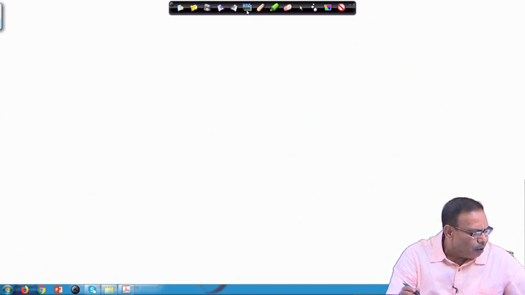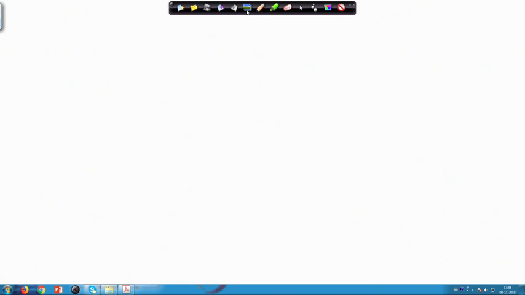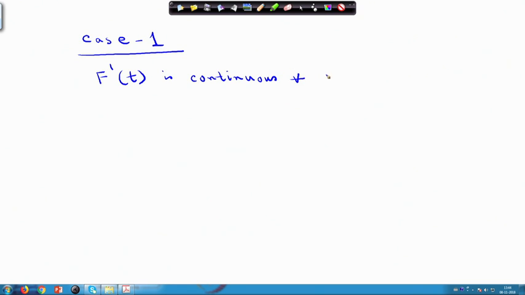Now, at first two cases can arise. Your case 1. In this case, we are assuming that f dash t is continuous. We can think of two cases. It may be continuous for all t greater than or equal to 0, or f dash t is piecewise continuous. So we are considering first that f dash t is continuous for all t greater than or equal to 0.